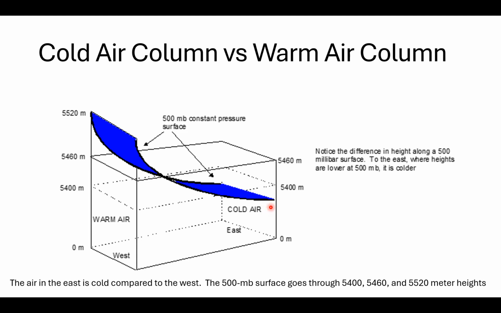Okay? And in a lot of cases in upper air charts, we will look at decameters. And really, to convert from meters to decameters, you just take the last zero off these numbers. So 5,520 meters is 552 decameters. 5,460 meters, remove that last zero, it's 546 decameters. And then 5,400 meters would be 540 decameters. So again, we're comparing the vertical profile of a cold air column versus a warm air column, and your heights are much higher in a warm air column.